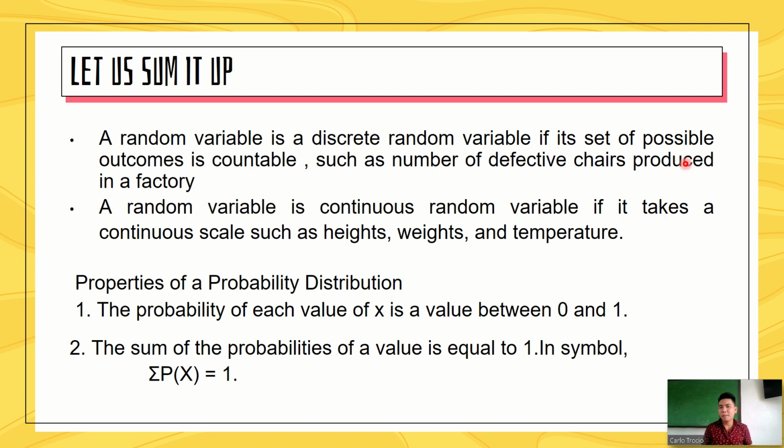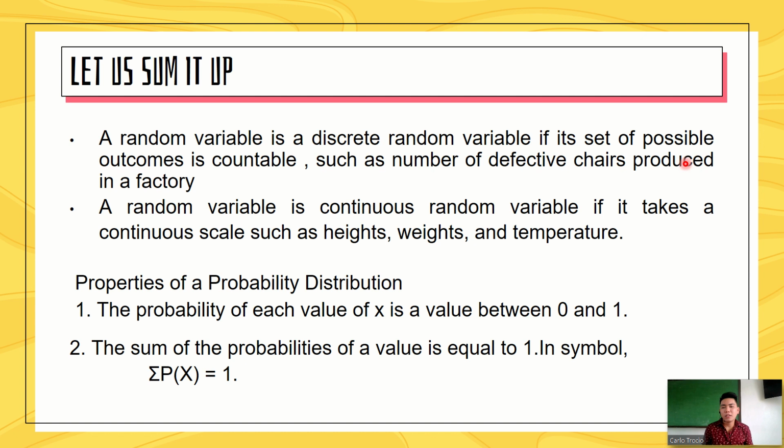Okay, let us sum up all the lessons that we learned in this video. A random variable is a discrete random variable if its set of possible outcomes is countable. It should only have countable numbers. You cannot use decimals in a discrete random variable. That is another lesson. An example is the number of defective chairs produced in a factory. A random variable is a continuous random variable if it takes values on a continuous scale such as heights, weights, and temperature. It has decimals.